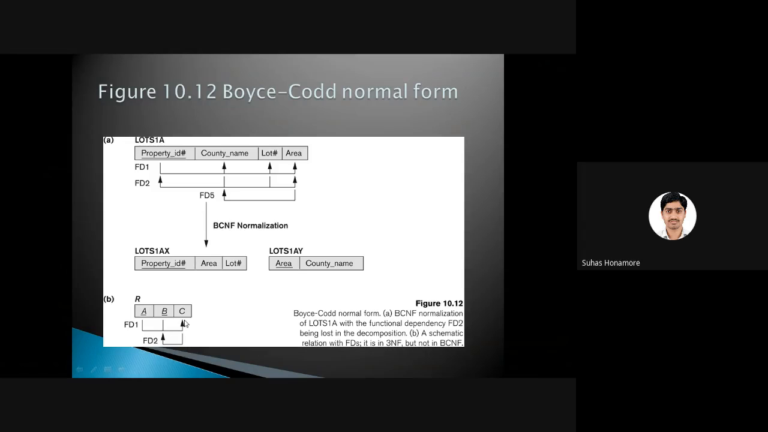Okay, so here A, B to C is given, but here we have this one FD where a primary key derives one non-prime attribute. So this is a given one. Then along with it one more FD is given as C to B.